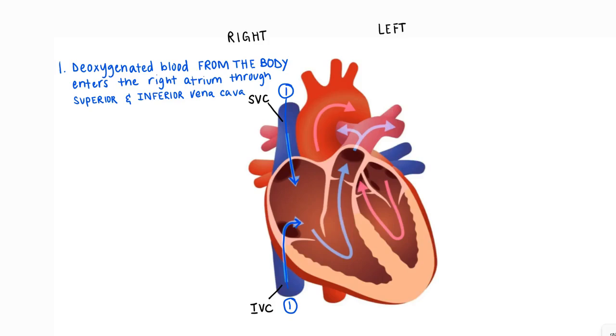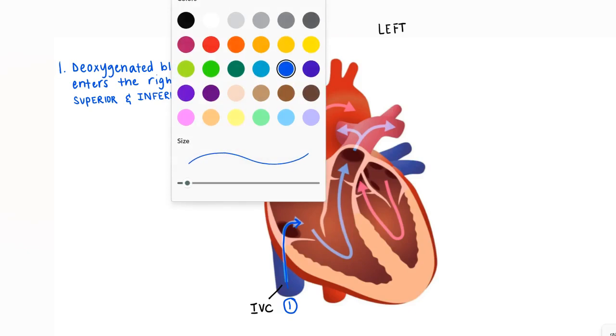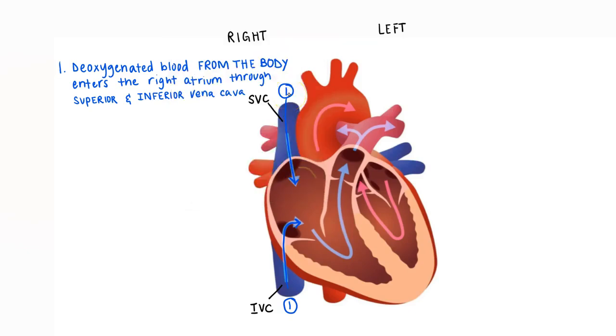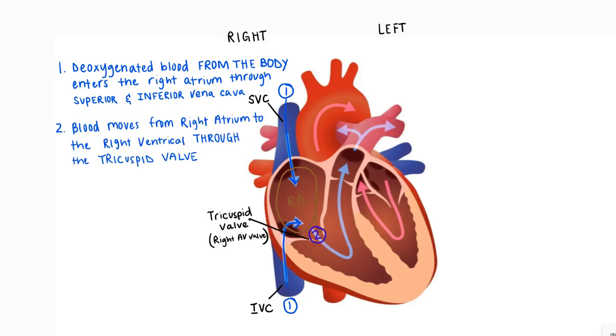Step number 1 is through the superior and inferior, superior on top, inferior on bottom, vena cava, vena for vein because it's bringing blood into the heart. Through those two vessels, blood enters from the body and is brought into the right atrium. Remember, you can figure out the atrium because it's shaped like an A, and it's on the right side, so we have right atrium.